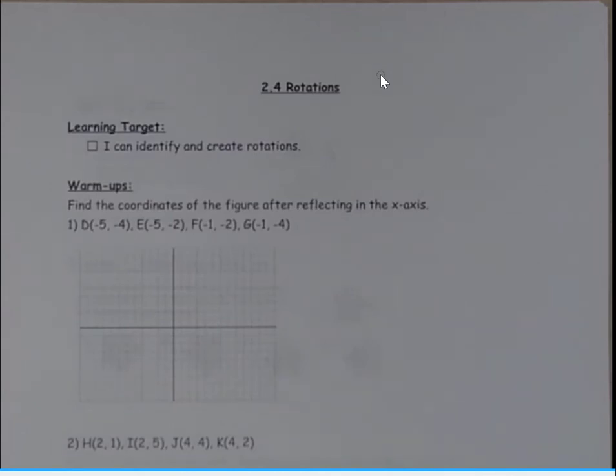Today we're going to take a look at 2-4 rotations. So we're going to identify and create rotations of shapes. Go ahead and start your warm-ups 1 through 2, hit pause, and then play when you are ready to check your answers.